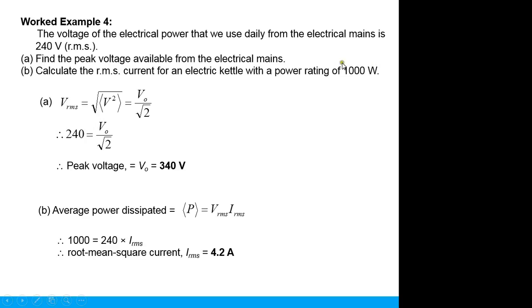Since you know that this rating is the average power, you can very quickly substitute it in. And since you also know the V RMS, substitute it in, you can find the I RMS. Very, very easy. So I say again, the learning point in this example is to know what power rating means. Power rating for any object that uses AC is the average power, not any other power.